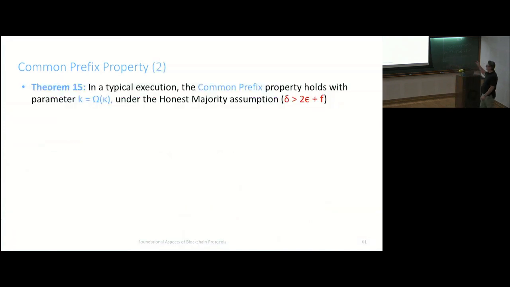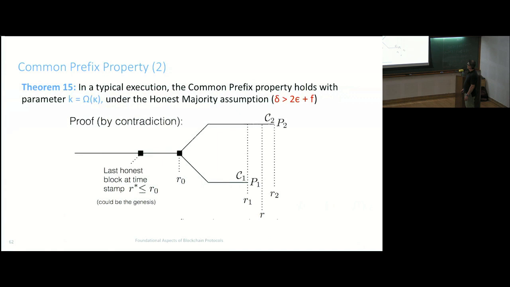And we can show that the common prefix property holds with parameter omega kappa. There's a proof, and it's usually by contradiction. You look at the situation where there could be a branch, the last honest block, and what happens when some other honest guy succeeds. I'm going to skip this.